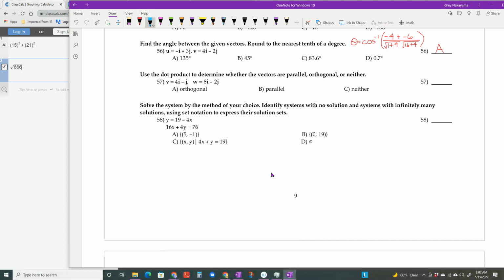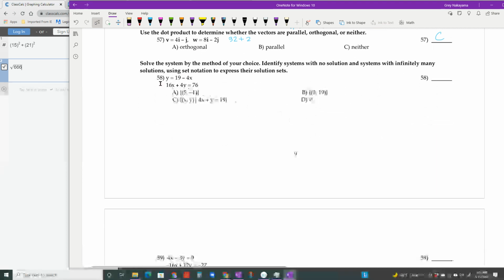Okay? Use the dot product to determine whether the vectors are parallel, orthogonal, or neither. If it's parallel, your answer is going to be 1 or negative 1. If it's orthogonal, it will be 0, and neither means you didn't get one of those 3 answers. So my dot product is 32 plus negative 1 times negative 2, which is 2. That's 34, so the answer is C. Keep in mind I corrected that on the answer key because it was wrong. So the answer is C. I believe the answer key says B, and it's not correct.